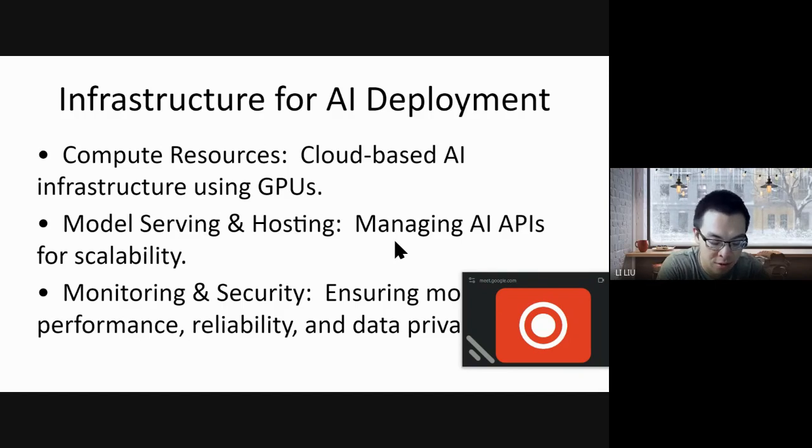And in that case, we might be better off and save more cost if we just adopt the API. So these are also some topics that we need to take into consideration when we are deciding between using the external API and paying based on usage, or hosting the model by ourselves.